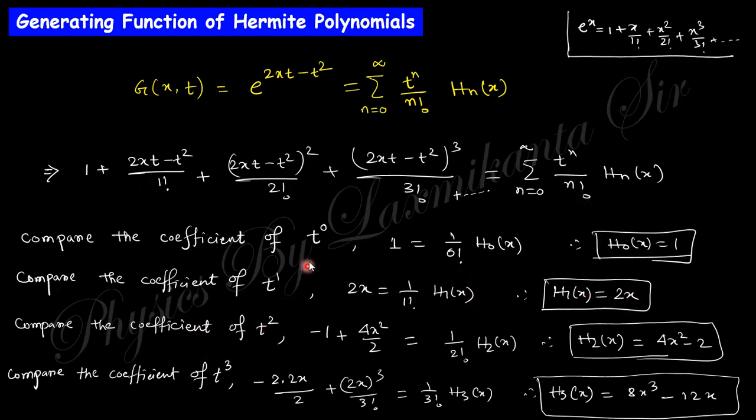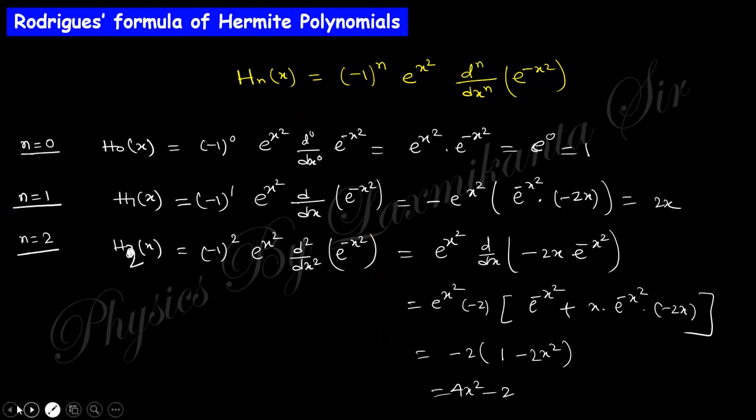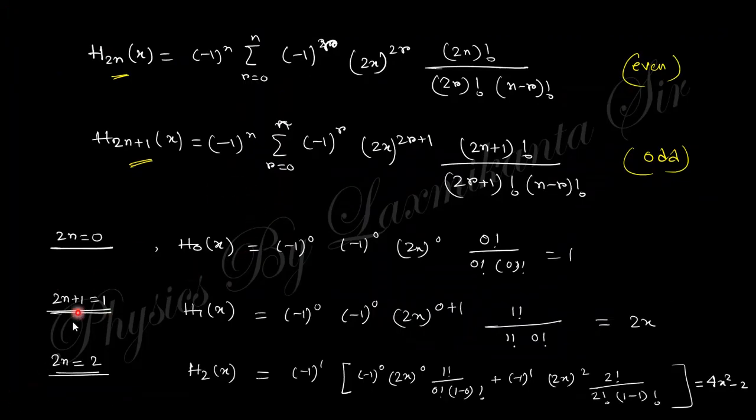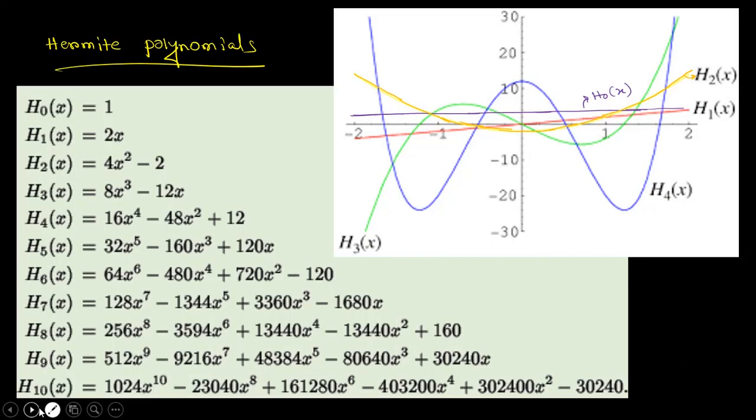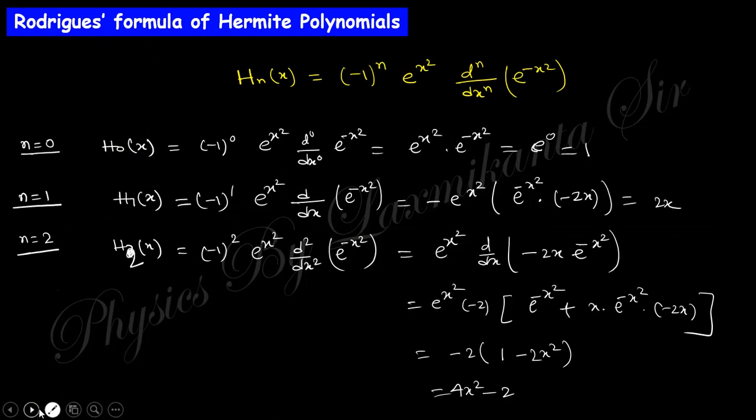If we compare t to the power 2, minus 1 arises for t square, and here this square. So these two terms arise for t square, and this is H2(x) by 2 factorial. So H2 equals like that. T cube arises if you take this product term and the cube term here. If you compare these two terms, H3 will be like that. So using the generating function, you also get the Hermite polynomials. Using the Rodrigues formula, you can also get H1, H2, H3, and from the definition of the Hermite polynomial you also get H0, H1, H2, H3. Whichever is favorable, you can use to find the Hermite polynomial.